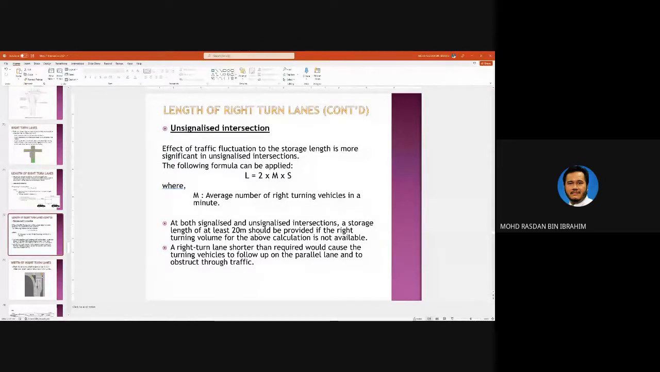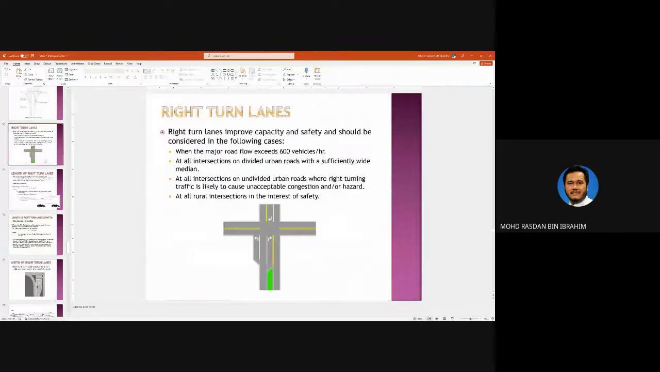At both signalized and unsignalized intersections, storage length should be at least 20 meters. Kalau tak ada 20 meter ni tak payah letak. Okay. Because dia akan lebih menyusahkan lagi. Okay. Kalau ada mesti at least 20 meters. It should be provided even if the right turning vehicle volume is not available. A right turn lane shorter than required would cause the turning vehicles to queue up on the parallel lane and obstruct through traffic. Macam ni lah. You provide too short, less than 20 meters, so it results in the spill of queuing vehicles into the major lane. So that will obstruct traffic. Might as well not have it. Okay.